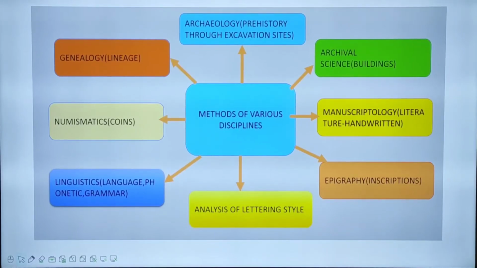Next is genealogy. Genealogy means what? It is basically lineage. That is my ancestors. How do you describe all those things? It's nothing but your lineage which comes from your ancestors. And these are some of the methods of various disciplines. I repeat: archaeology, archival science, manuscriptology, epigraphy, analysis of lettering style, linguistics, numismatics and genealogy.